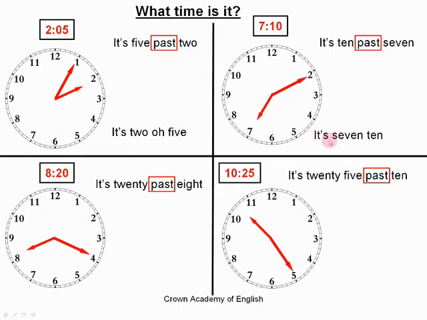And here it's 7:10. So 7 is the hour, 10 is the minutes. It's 8:20. It's 10:25. Okay?